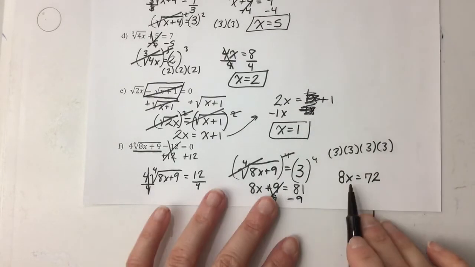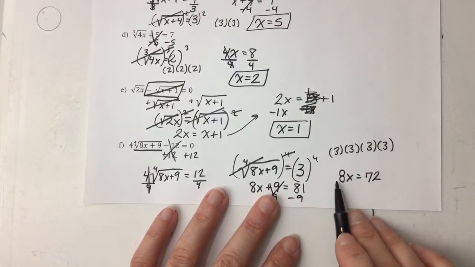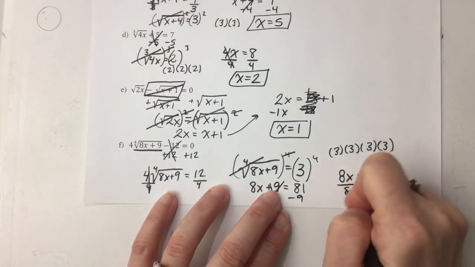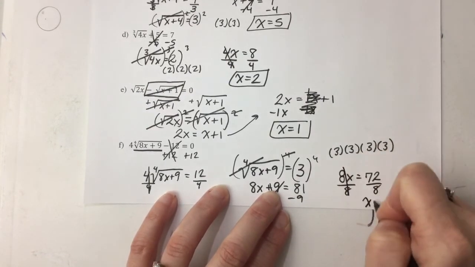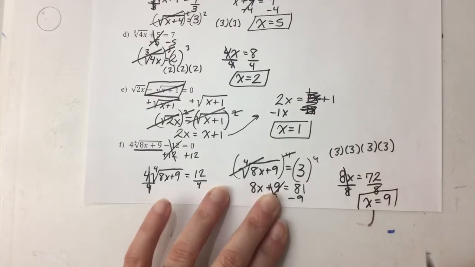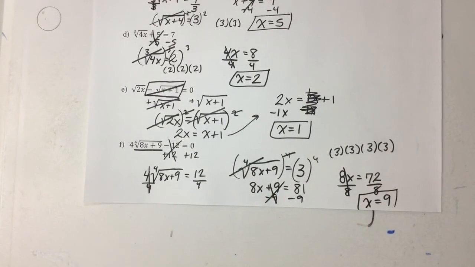We're not done because you have to solve. x has to be alone. This is 8 times x. Divide both sides by 8. 72 divided by 8 is 9. And we just practiced solving radical equations.